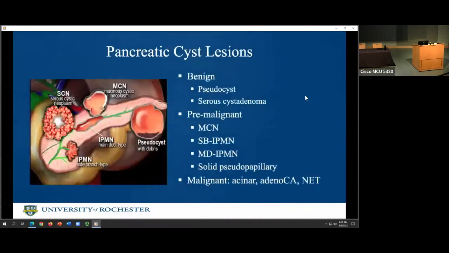Just to give you a brief background about the pancreatic cyst, there are the benign cysts, which are your pseudocysts or your serous cystadenomas, which do not require surveillance. Then there are the pre-malignant cysts, or the mucinous cystic neoplasms, the side branch IPMNs, the main duct IPMNs, and the solid pseudopapillary tumors. And then the frank cancers, which could have cystic components, such as a neuroendocrine tumor or adenocarcinomas.